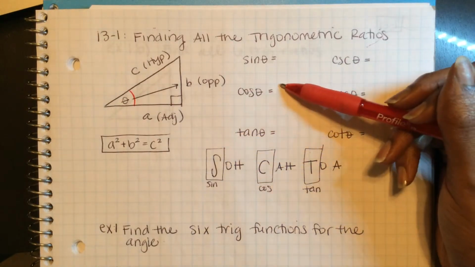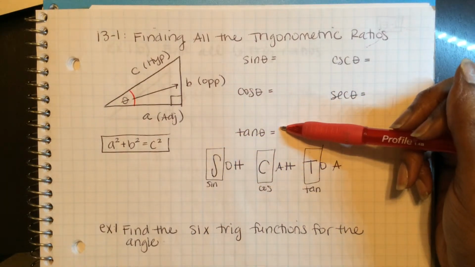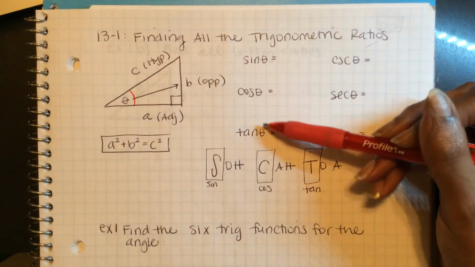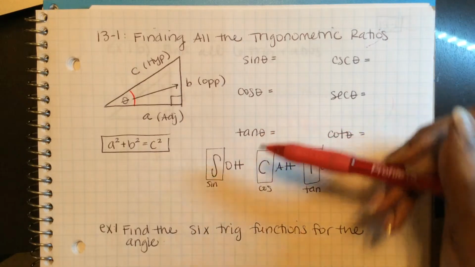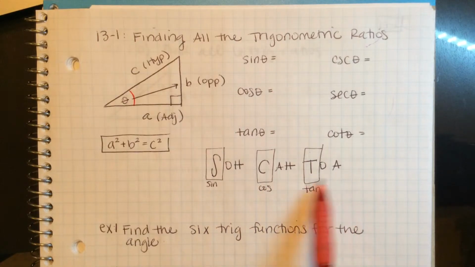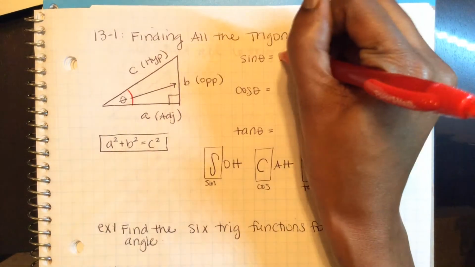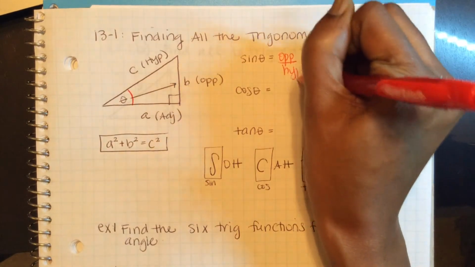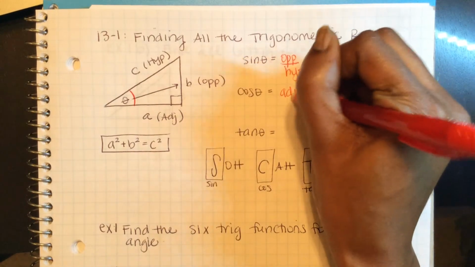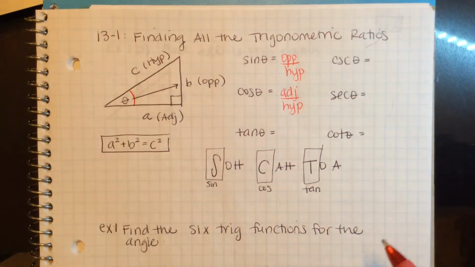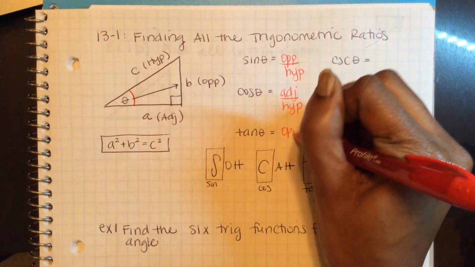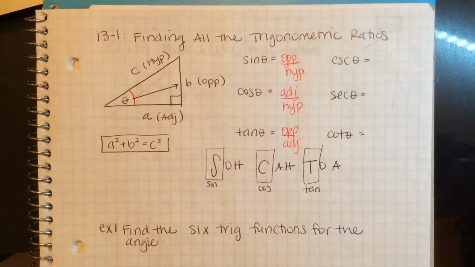So there are 6 trig ratios. The 3 that we should be most familiar with are sine, cosine, and tangent. Probably in geometry you learned a great acronym called SOHCAHTOA. Sine is the ratio of your opposite side over your hypotenuse. Cosine is the ratio of your adjacent side over your hypotenuse. And tangent is equal to the ratio of your opposite side over your adjacent side.